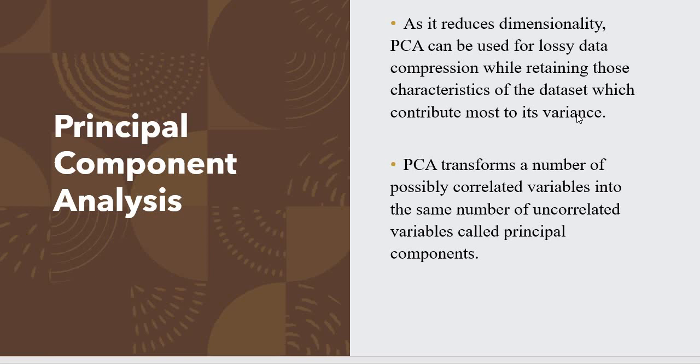So the principal component analysis transforms a number of possibly correlated variables to the same number of uncorrelated variables called the principal components. So what it will be doing? It transforms a number of possibly correlated variables into the same number of uncorrelated variables. This we are calling the principal component.